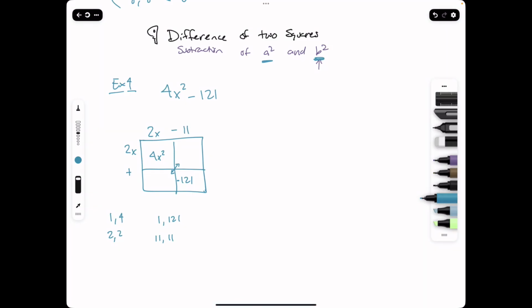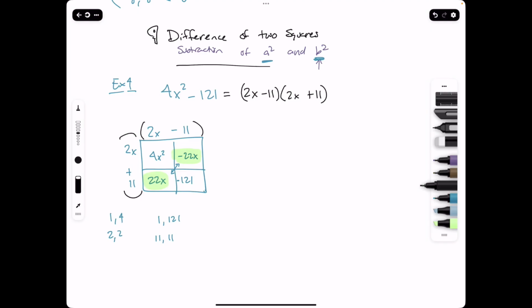So if I have a negative 11 and a positive 11, you would have 22x here and negative 22x here, which again, conveniently, those cancel and drop out. So the factored form of this would be that and that, written out is 2x minus 11 times 2x plus 11. And that's it. It is following the difference of two squares, where I didn't finish writing that out.